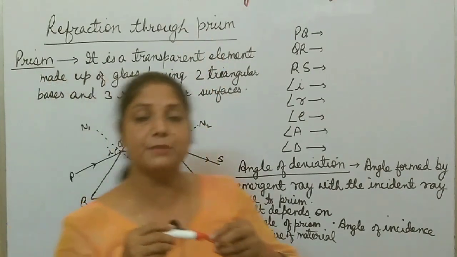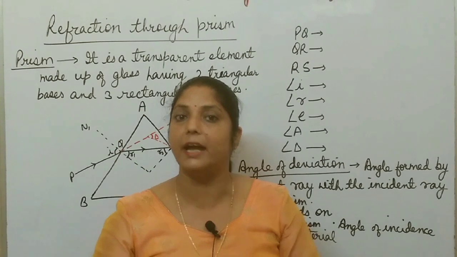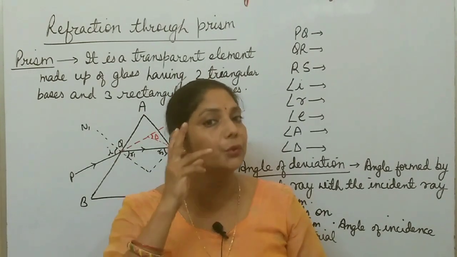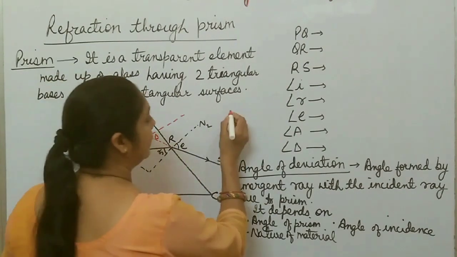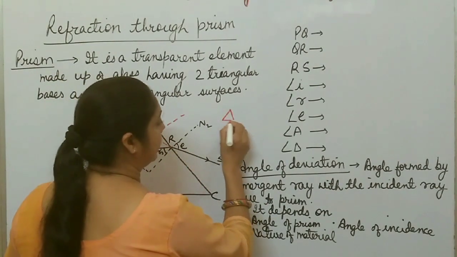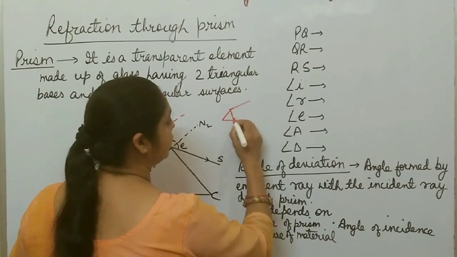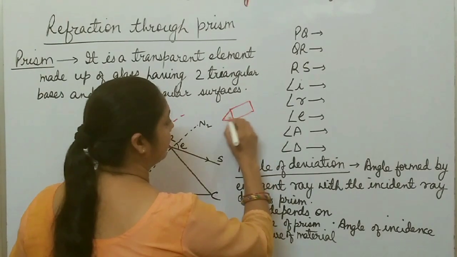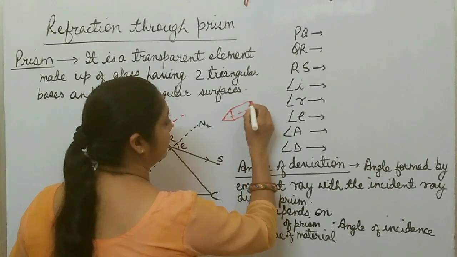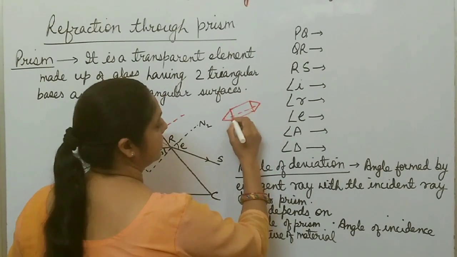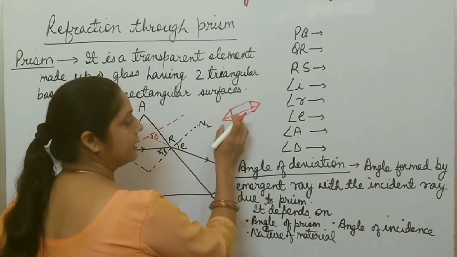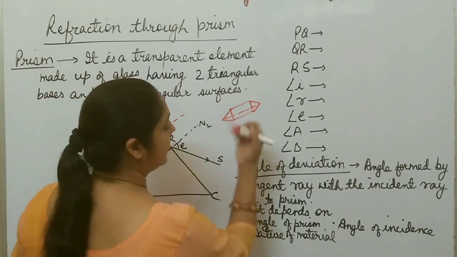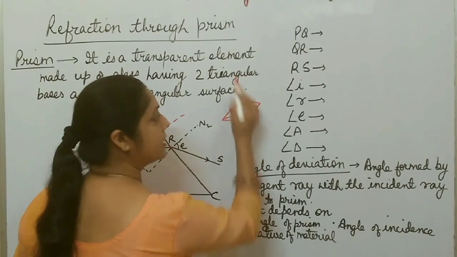Now another term is prism. What is prism? Prism is actually a transparent material and it is made up of glass and having two triangular bases and three rectangular surfaces like this one. There is one triangular base like this one, then rectangular surface like this one, okay, and then there is another triangular surface. So prism is something like this one. It has two triangular bases and three rectangular surfaces. One is this side, another one is backward, and another one is upward.